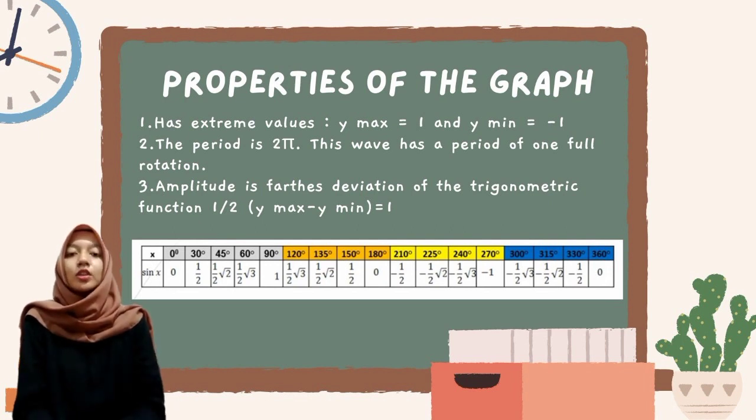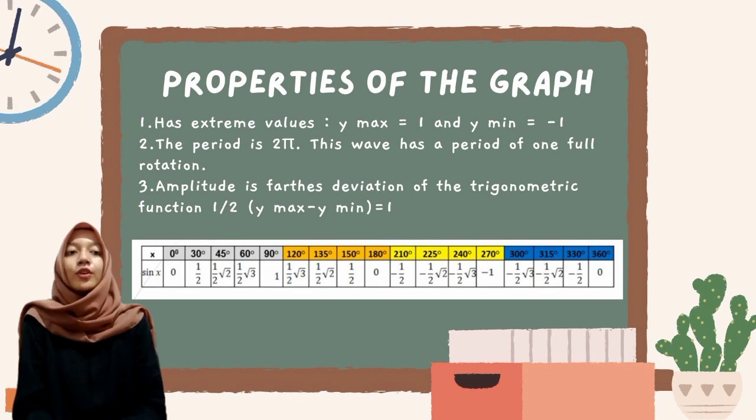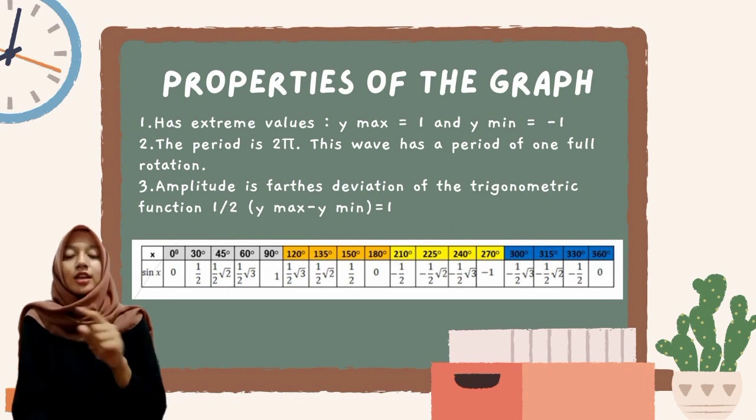When x is 210 degrees, sin x is minus 1 divided by 2. When x is 225 degrees, sin x is minus 1 divided by 2 times square root of 2. When x is 240 degrees, sin x is minus 1 divided by 2 times square root of 3. When x is 270 degrees, sin x is minus 1.